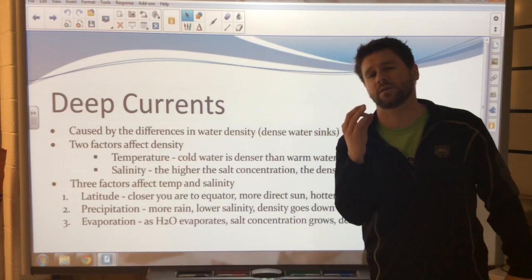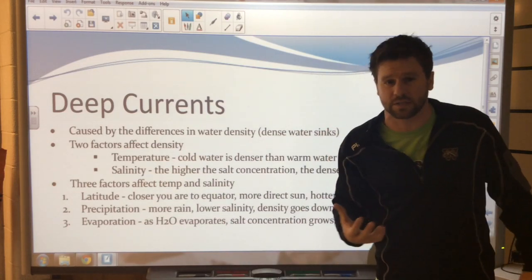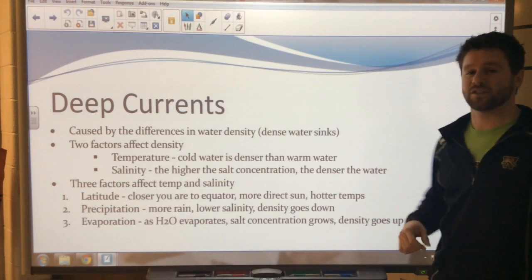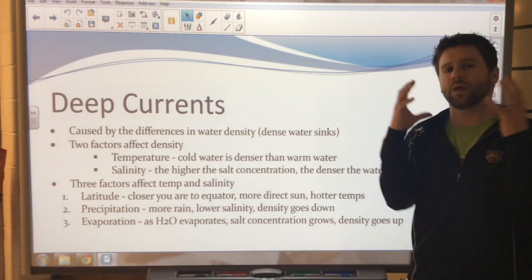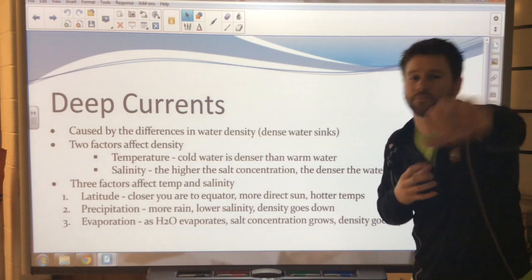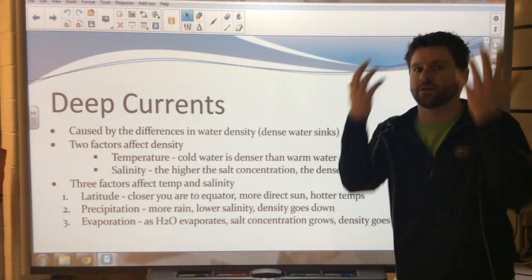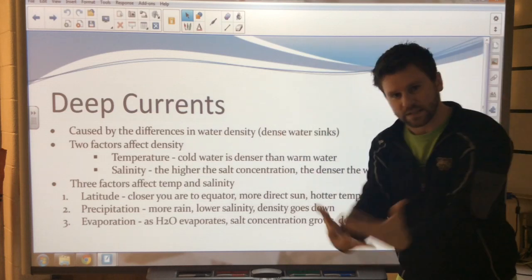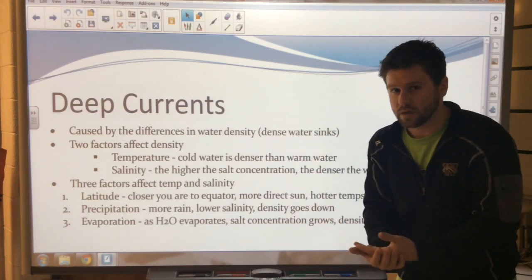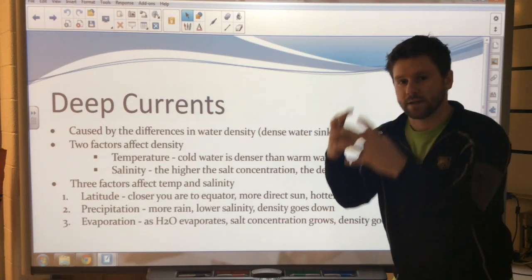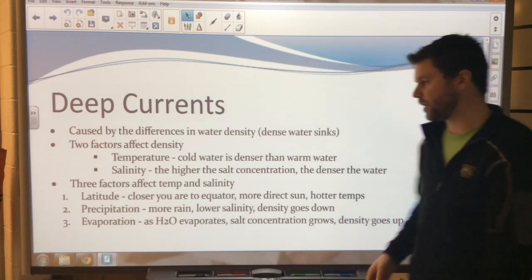Salinity, which is really talking about how much salt is in the water, okay? The higher the salt concentration, the denser the water is going to be. So in places where there is a lot of salt, say for example evaporation, right? Where evaporation occurs, there's a lot of water going into the atmosphere. What's left over? The salt, right? So that's going to be a high concentration of salt where there's lots of evaporation. And so that's going to be denser water where it's going to sink.